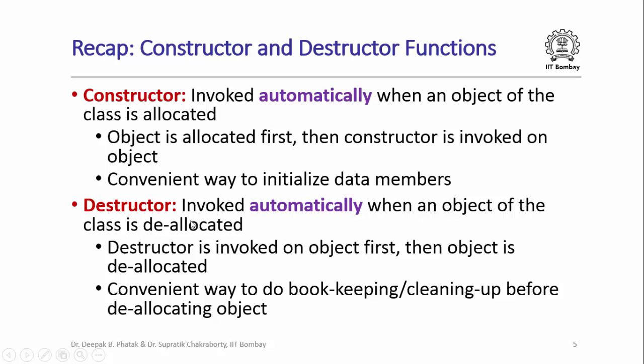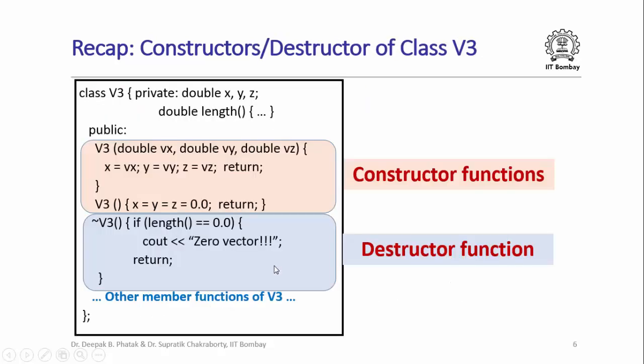We had also studied that a destructor function of a class gets invoked automatically whenever an object of the class is deallocated. In fact, the destructor function is first invoked on the object, and once the destructor function returns, having completed its task, then the object is deallocated. And this can be a convenient way to do some bookkeeping and cleaning up operations before actually deallocating an object.